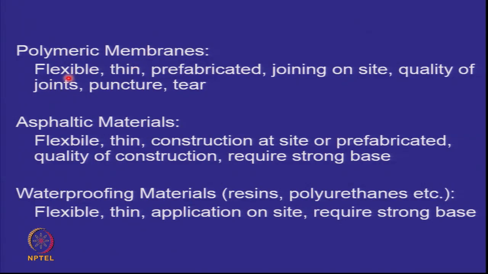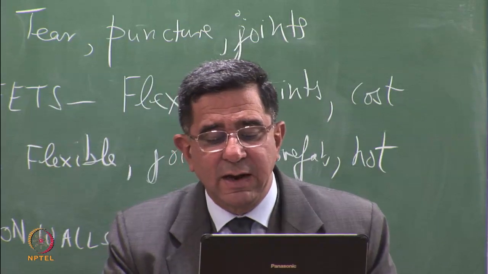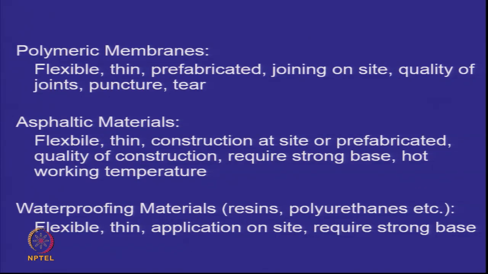Polymeric membranes, flexible, thin, prefabricated, they have to be joined on the site. The issue is about the quality of the joining, the puncture, and the tears. Asphaltic materials, flexible, thin, construction at site or prefabricated. Quality of construction, they also require strong base, and you have to work in a hot environment, which I have unfortunately not written here. So maybe I would like to add that. So hot working temperature. Waterproofing materials, flexible, thin. Application can be done on site, but they require a strong base.